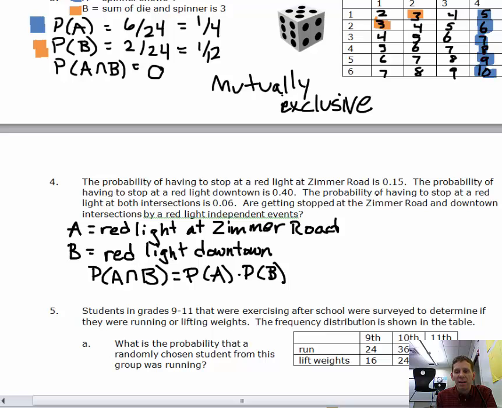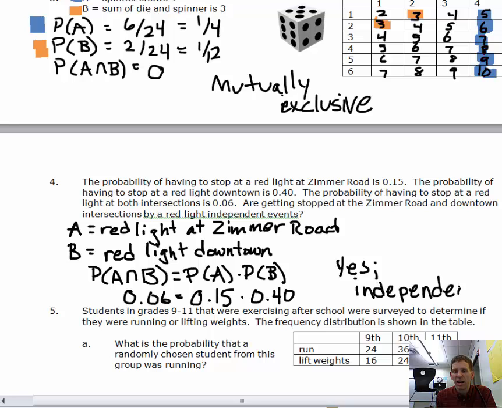The probability of A and B is the probability of having to stop at a red light at both intersections. We know that value is 0.06. The probability of A, red light at Zimmer Road, is 0.15. The probability of B, red light downtown, is 0.40. And if you actually multiply 0.15 times 0.40, this is a true statement. Yes, it's equal to 0.06. These events are independent events based on the formula.